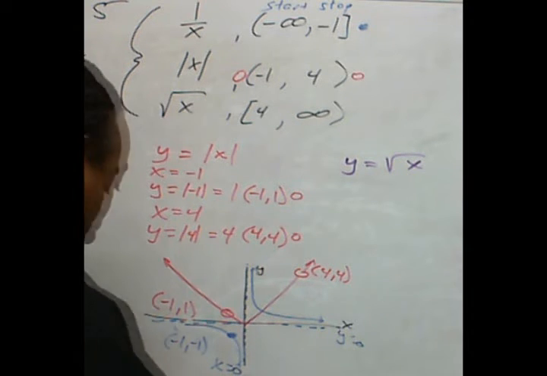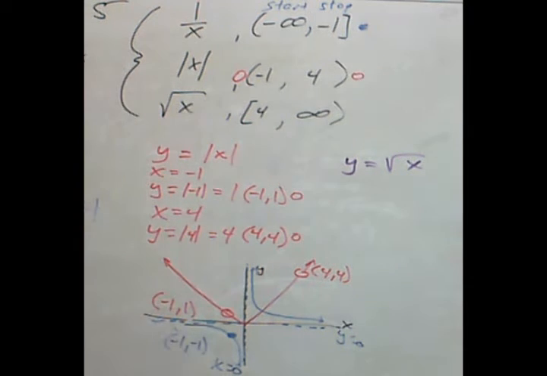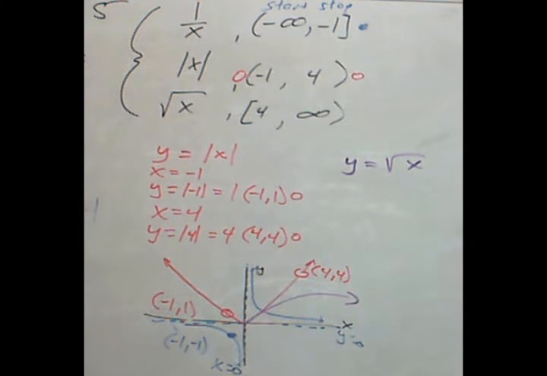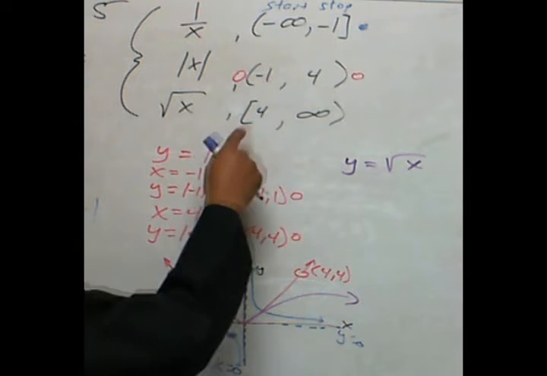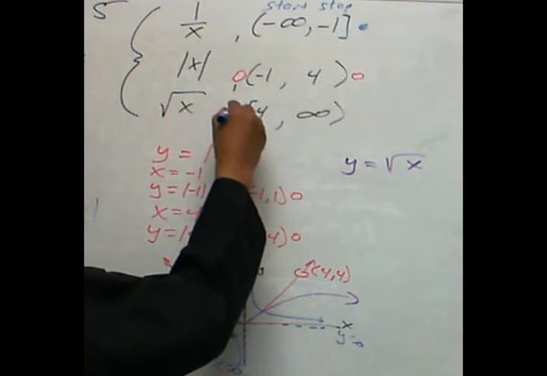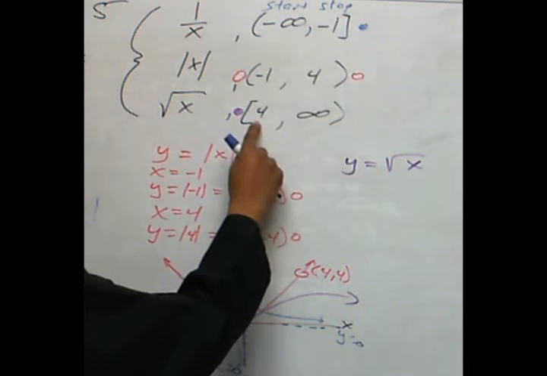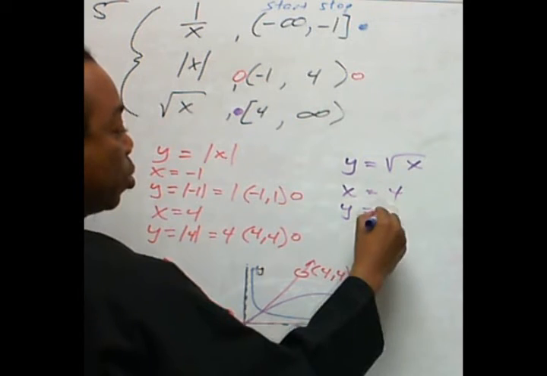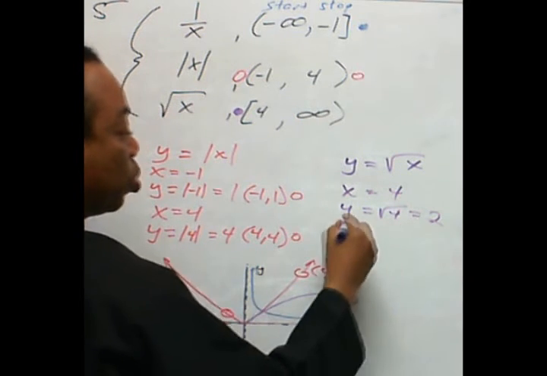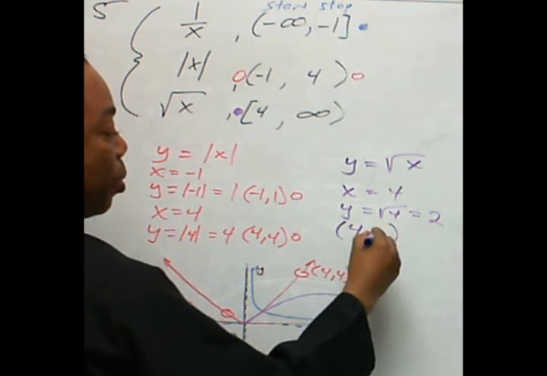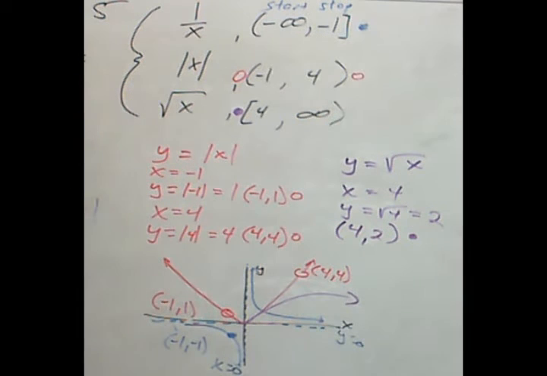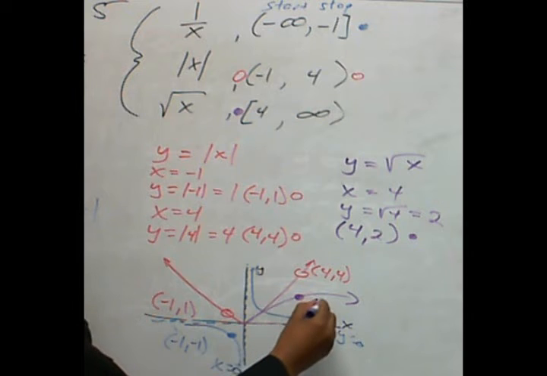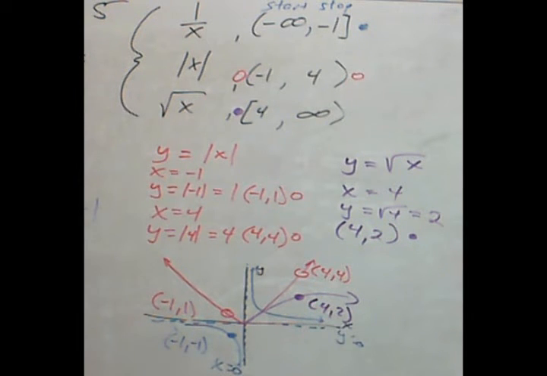The purple one, which is the square root of x. The square root of x looks like this. Okay, that's the graph. And this one starts at x equals 4 with a closed circle. So we'll put x equals 4 in here. So y equals the square root of 4, which is 2. And we will stop at 4, comma 2 with a closed circle for the point. And 4, comma 2 closed is right about here. So 4, comma 2. All right.